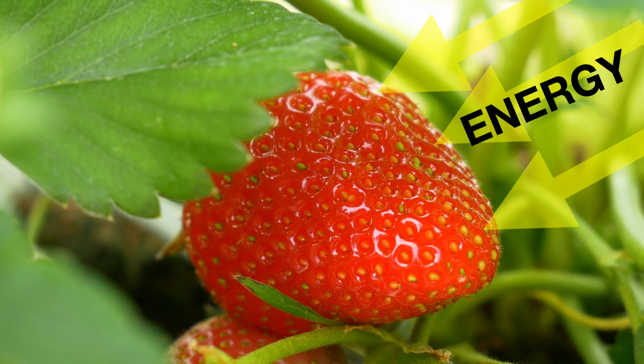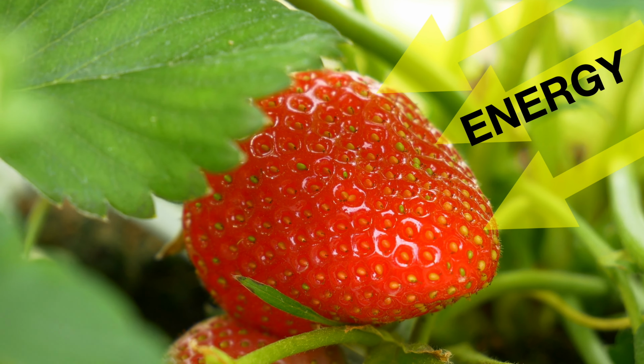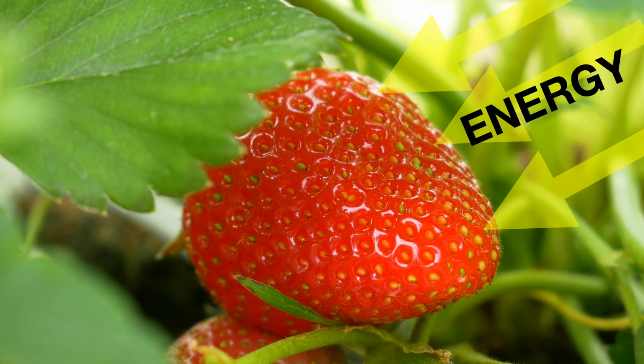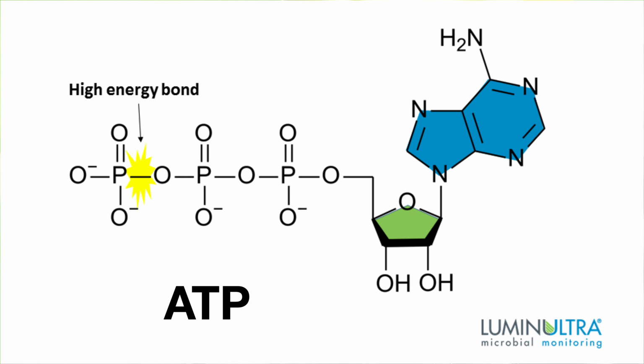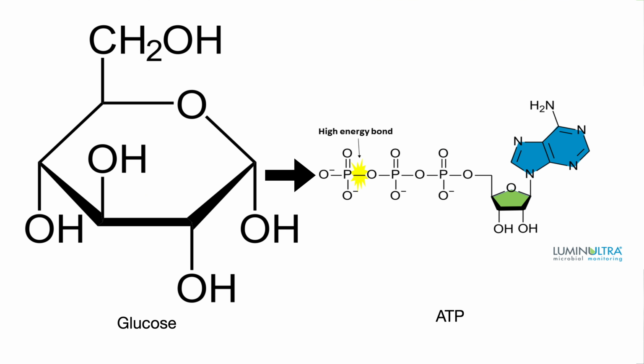Living things need energy to survive. At the cellular level, cells get their energy from molecules of adenosine triphosphate or ATP, which fuel cellular processes. To make ATP, glucose is required. This process of turning glucose into ATP is called cellular respiration.